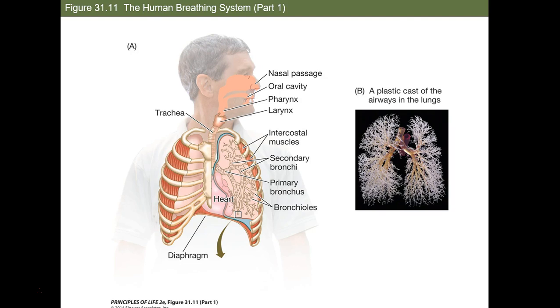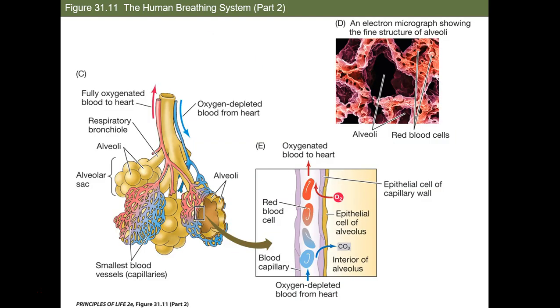Here's a diagram of the respiratory system. Air enters through the oral cavity or nasal cavity and travels down to the pharynx, which then leads down to the trachea, which then eventually goes to the lungs, and then enters the bronchioles. Within the bronchioles are the alveoli. The air will diffuse across the alveoli and into the capillaries, where it will travel through the body.